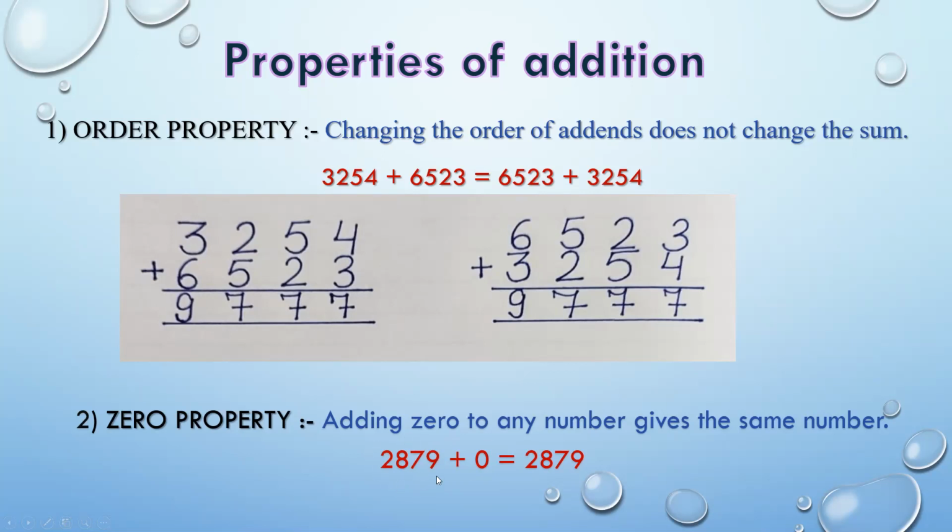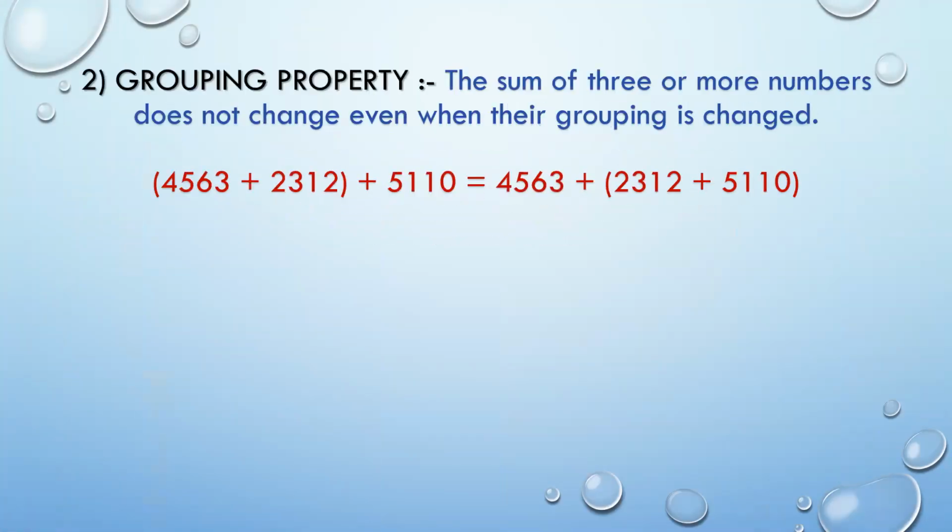Now we move to the third property, that is the last property. The third property is the grouping property. The sum of 3 or more numbers does not change even when their grouping is changed. Now understand this property with an example. So you have three numbers, 4,563. Second number is 2,312. And the third number is 5,110.